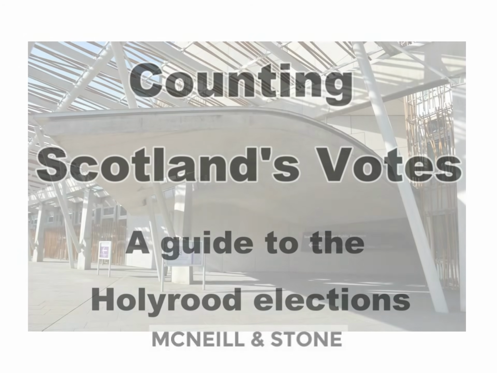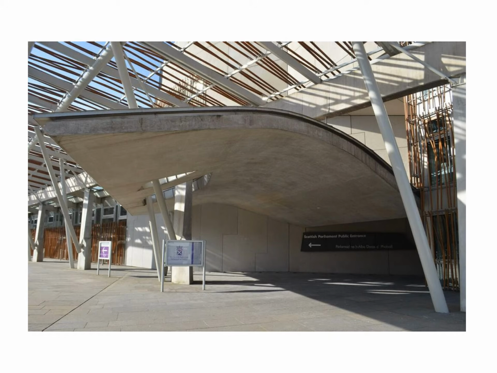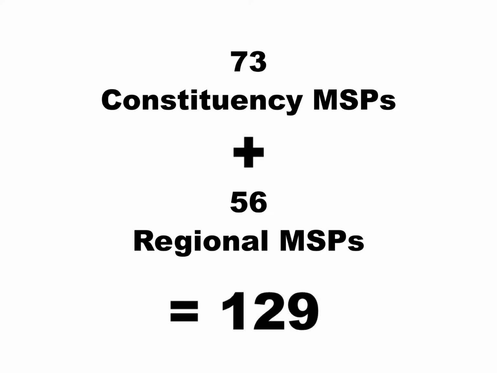Here's where we start. The Scottish Parliament is made up of 129 members who you elect. This breaks down into 73 local constituency MSPs and 56 regional MSPs. In Scotland, we use two different voting systems to elect each group, and they get counted in two different ways. We're going to explain how they each work, and more importantly, how they work together.